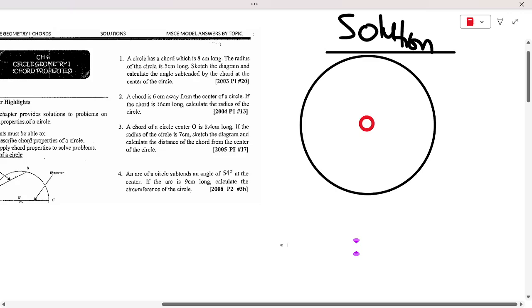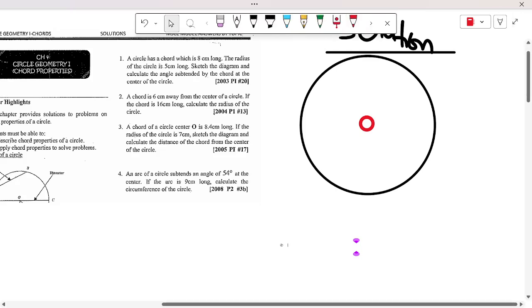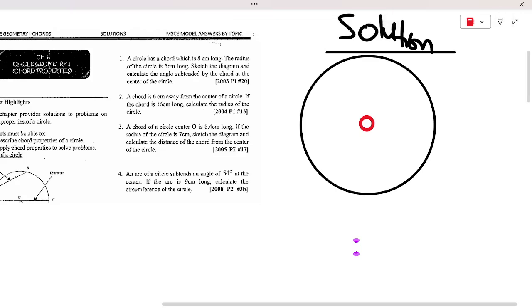Right, so let us proceed to the second question. It says that a chord is 6 centimeters away from the center of a circle. If the chord is 16 centimeters long, calculate the radius of the circle. This is a very simple question. You draw a chord like this one, with A and B as its ends.